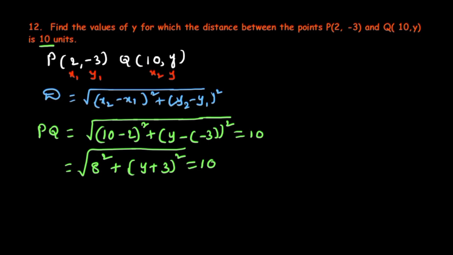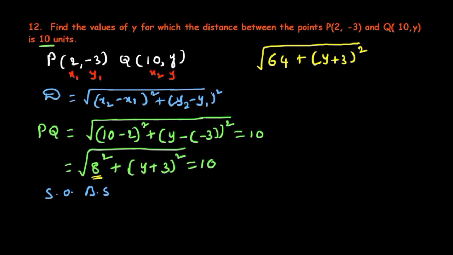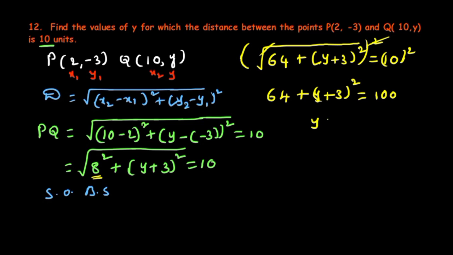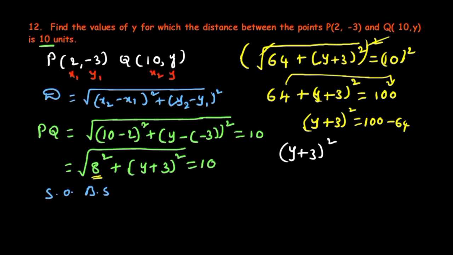In the next step, as usual, we square both sides. So 8 square becomes 64, plus (y plus 3) whole square. All of this is under a root, equal to 10. When we square both sides, the square and root get cancelled, and we have 64 plus (y plus 3) whole square equal to 10 square, which is 100. Then (y plus 3) whole square equals 100 minus 64, since the plus 64 becomes minus 64. So (y plus 3) whole square equals 100 minus 64, which is 36.